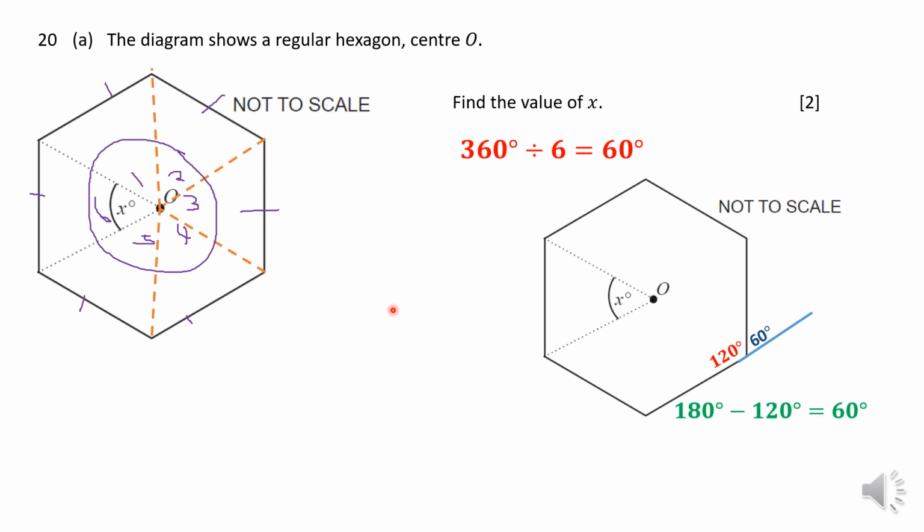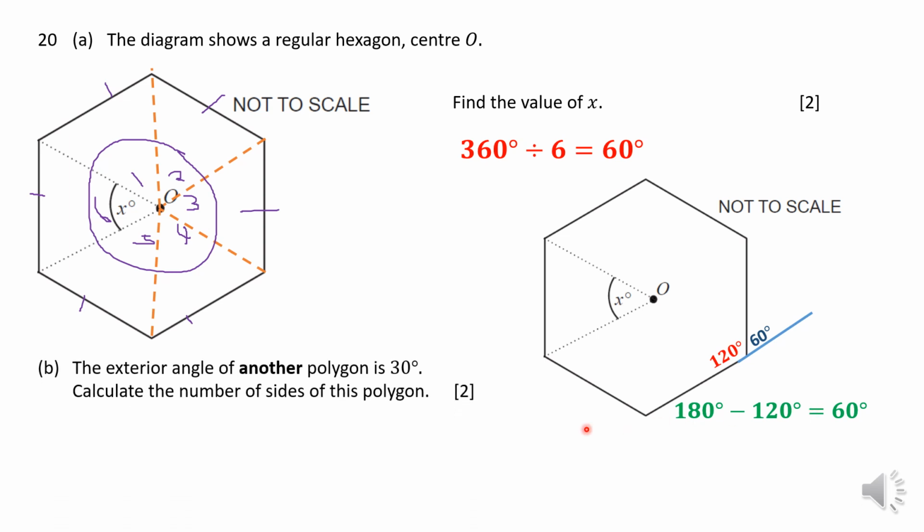The B part, or before I go there, there's also another way. You find an interior angle plus an exterior angle is always equal to 180. So I can just take an interior angle and subtract 120 from 180, and I will still arrive at the same angle.